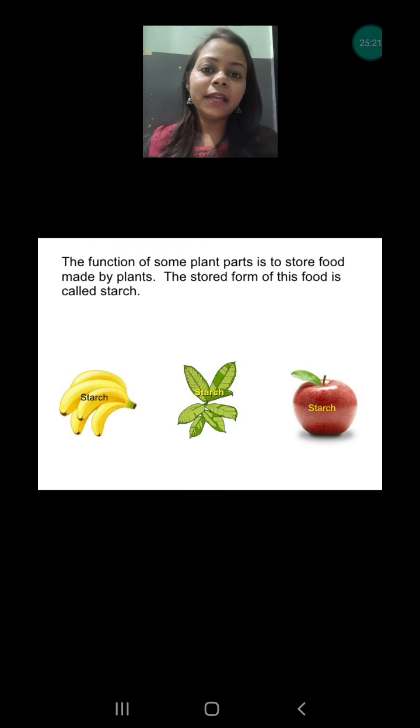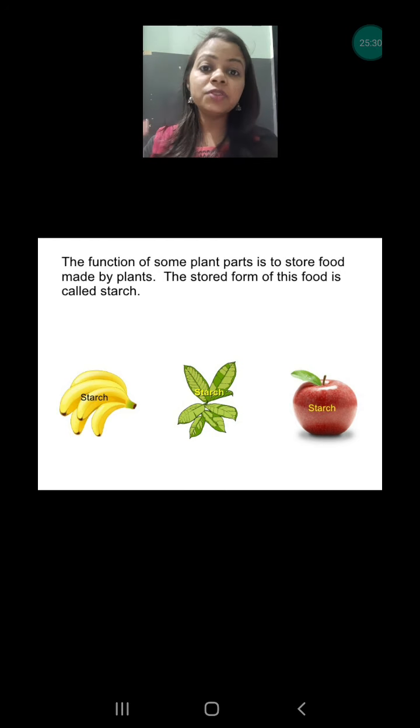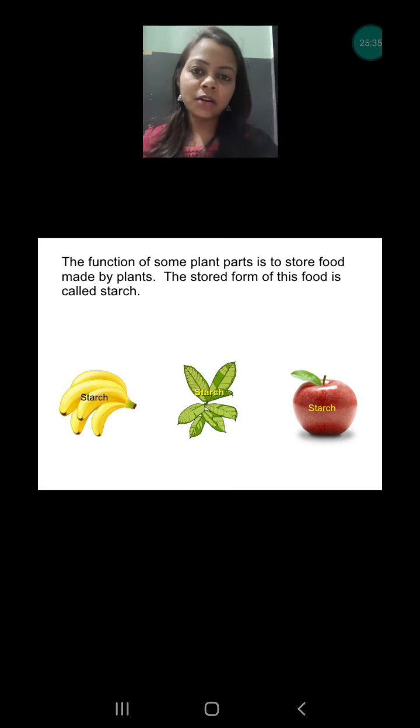Some parts, like the stem, also store starch, like sugarcane, potato and ginger that we use. That is the stem actually, which is having starch. Apple you are eating, apple is a fruit that has stored starch. So in one line, one more time I want to conclude this topic. Plants make extra food in the form of starch, and this starch can be stored in any part of the plant depending upon which type of plant it is. Some plants store it in the root, some in the stem, and some in the form of fruit. So I hope you all have understood this video.